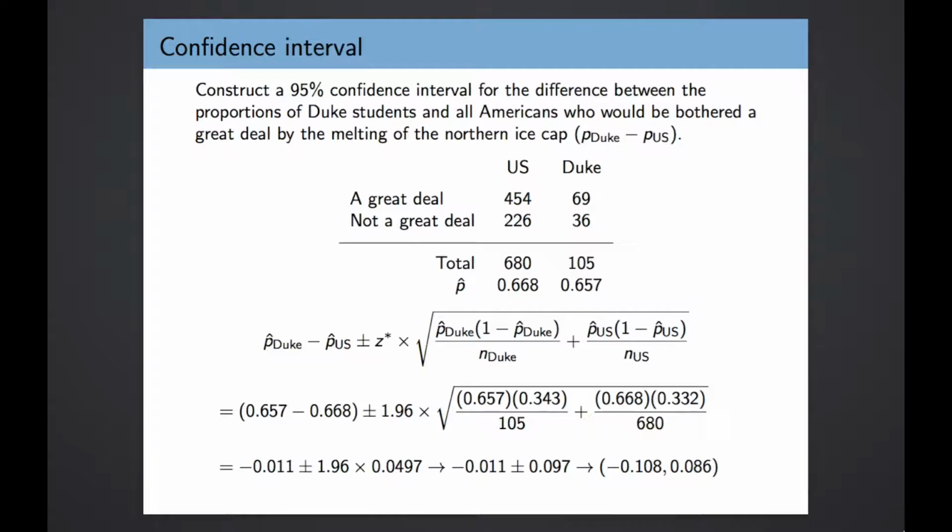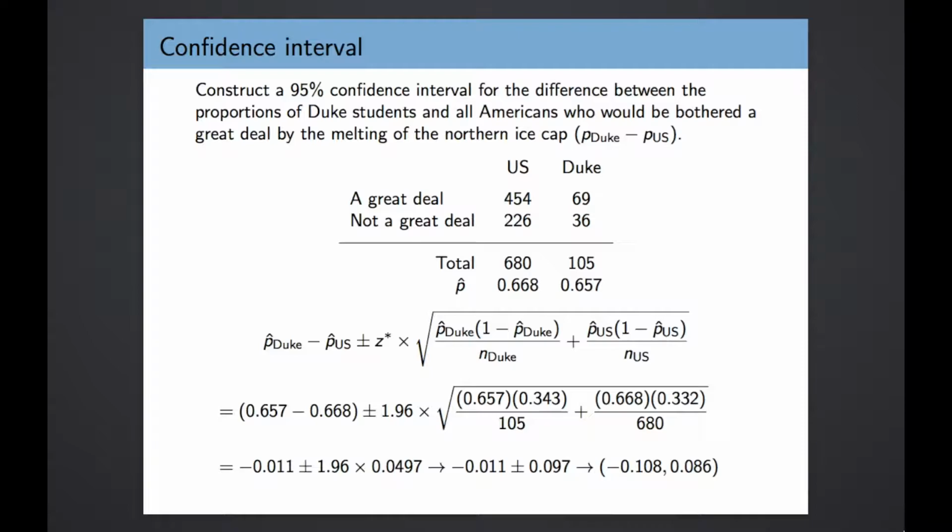So that's 0.657 minus 0.668, plus or minus the critical value for the 95% confidence interval. Remember, we're using critical values from the z-table because the sampling distribution of sample proportions is approximately normal under the conditions that we have here. So we can use the normal approximation and therefore use the critical values from the normal probability table. So 1.96 times the standard error.